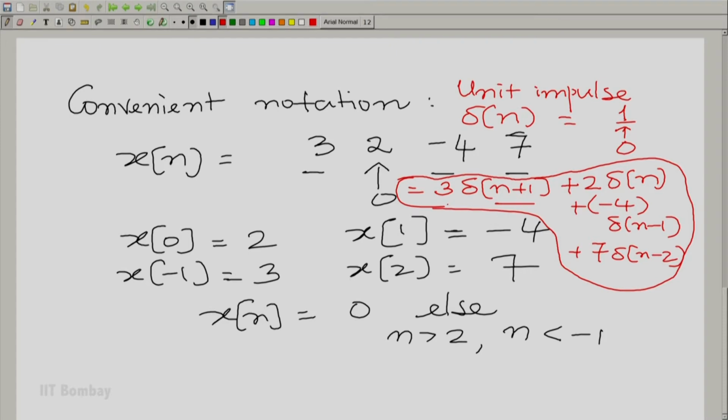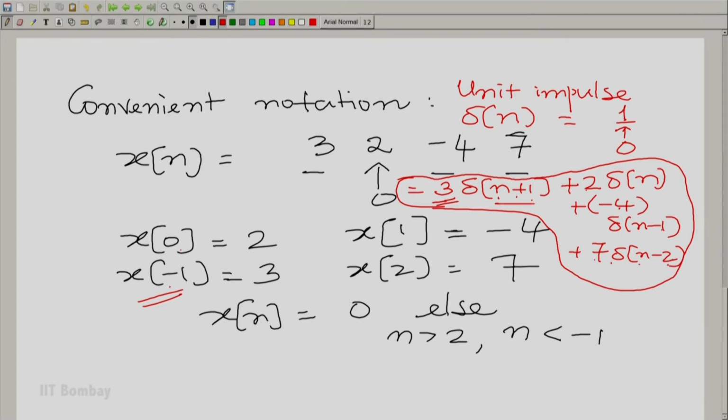So, in fact, if you look at this particular example, what is 3 really? 3 is x of minus 1. So, you are saying x of minus 1 times delta n minus minus 1, plus what is 2? 2 is really x of 0. So, x of 0 times delta n minus 0, plus x of 1 times delta n minus 1, plus x of 2 into delta n minus 2.